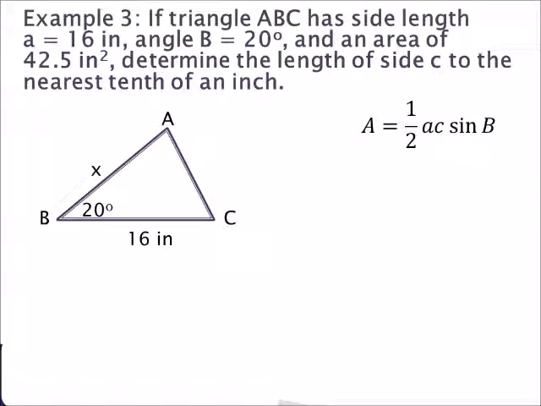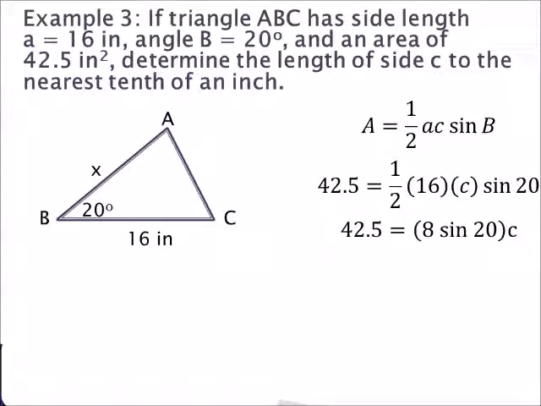After taking the area of a triangle, we are going to substitute in our values, so we will get 42.5 is equal to 1/2 times 16 times C times sine of 20. Then after we simplify, we will get 42.5 is equal to 8 times sine of 20 times C. We will then divide both sides by 8 times sine 20, which gives us 15.5 inches.